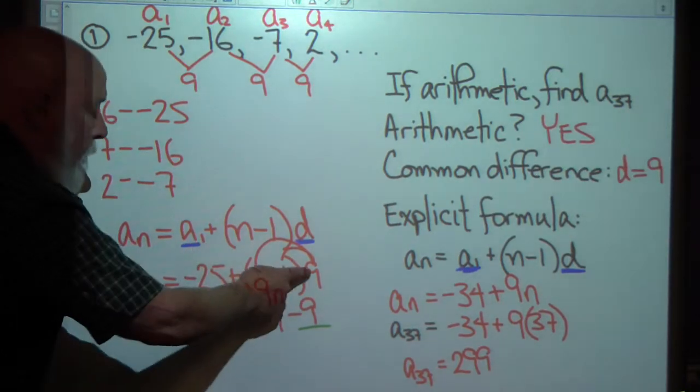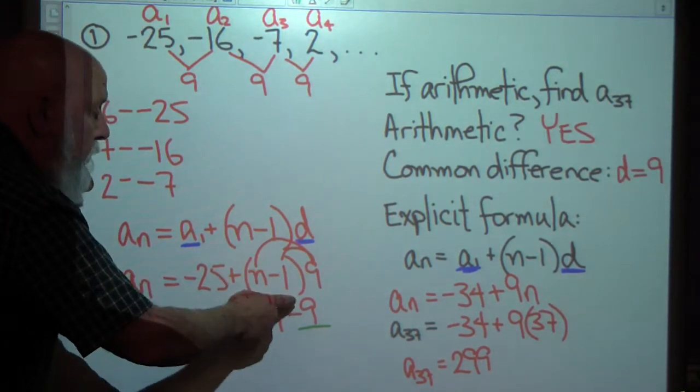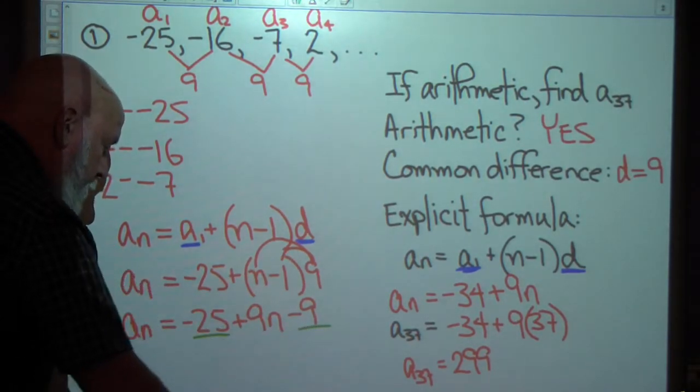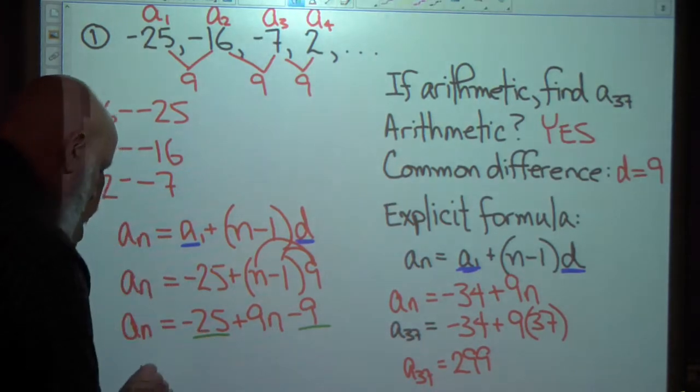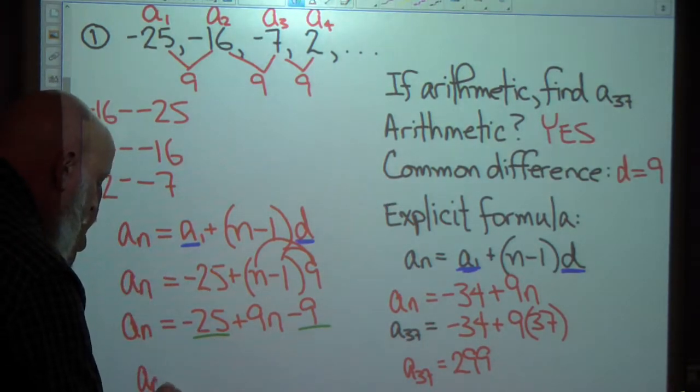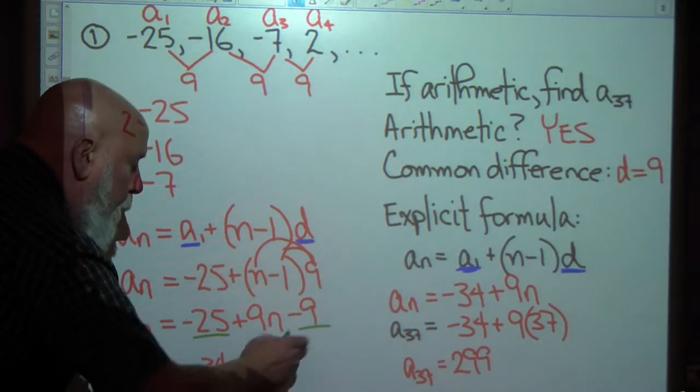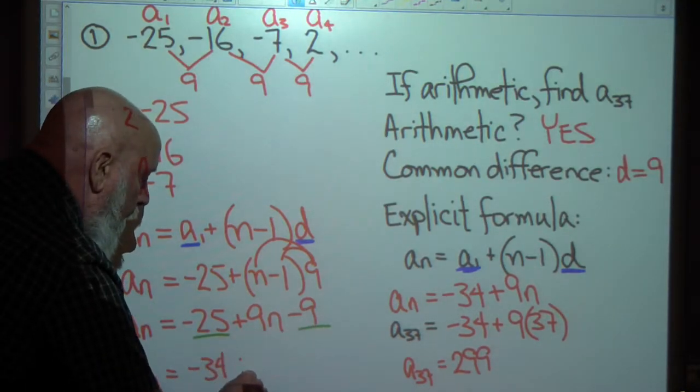To simplify, all we do is use the distributive property and open up these parentheses, and then combine our like terms. And that gave us a sub n is equal to 9n minus 34. That's what I got when I added these two together, plus 9.